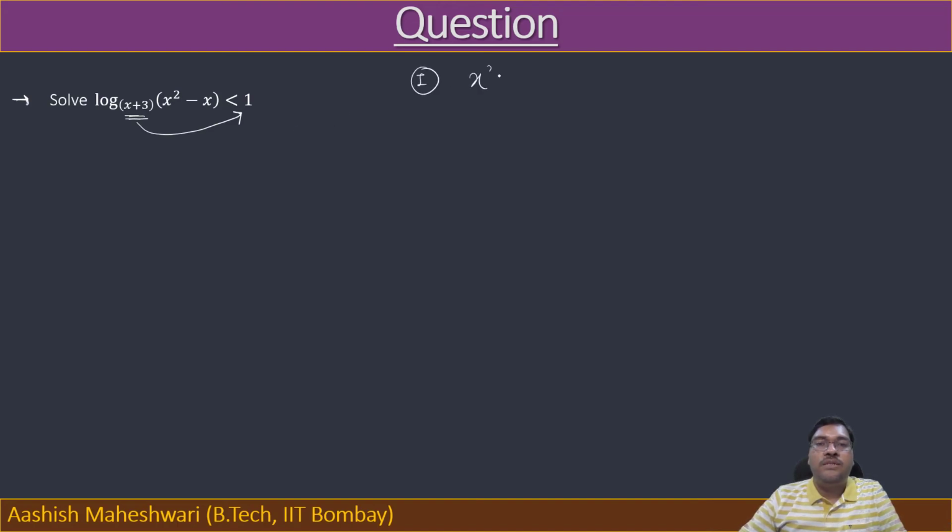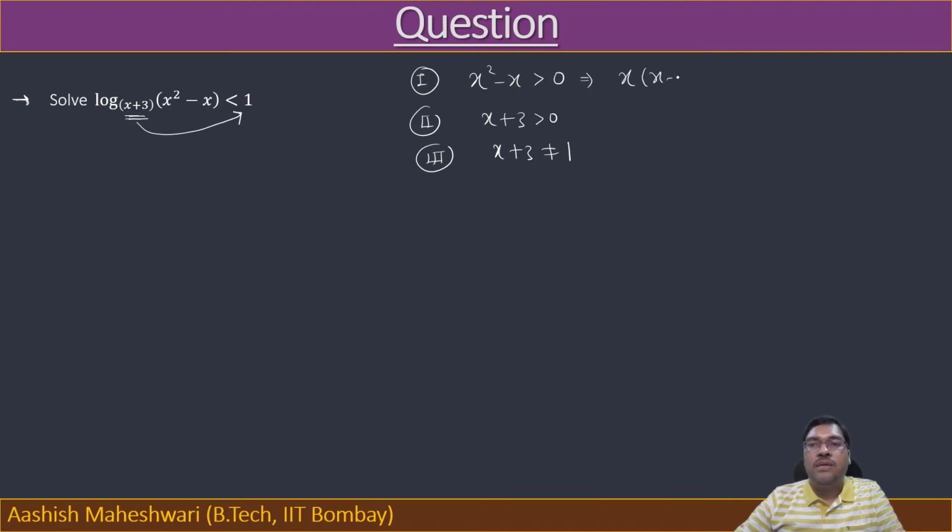What is the domain condition? x square minus x should be greater than 0, right? Second, this x plus 3 should be greater than 0 and x plus 3 should not be equal to 1, right? The base should not be equal to 1. So what is the solution of this? This is x into x minus 1 greater than 0, that is x belongs to minus infinity to 0 union 1 to infinity. This is x is greater than minus 3 and this is x is not equal to minus 2.